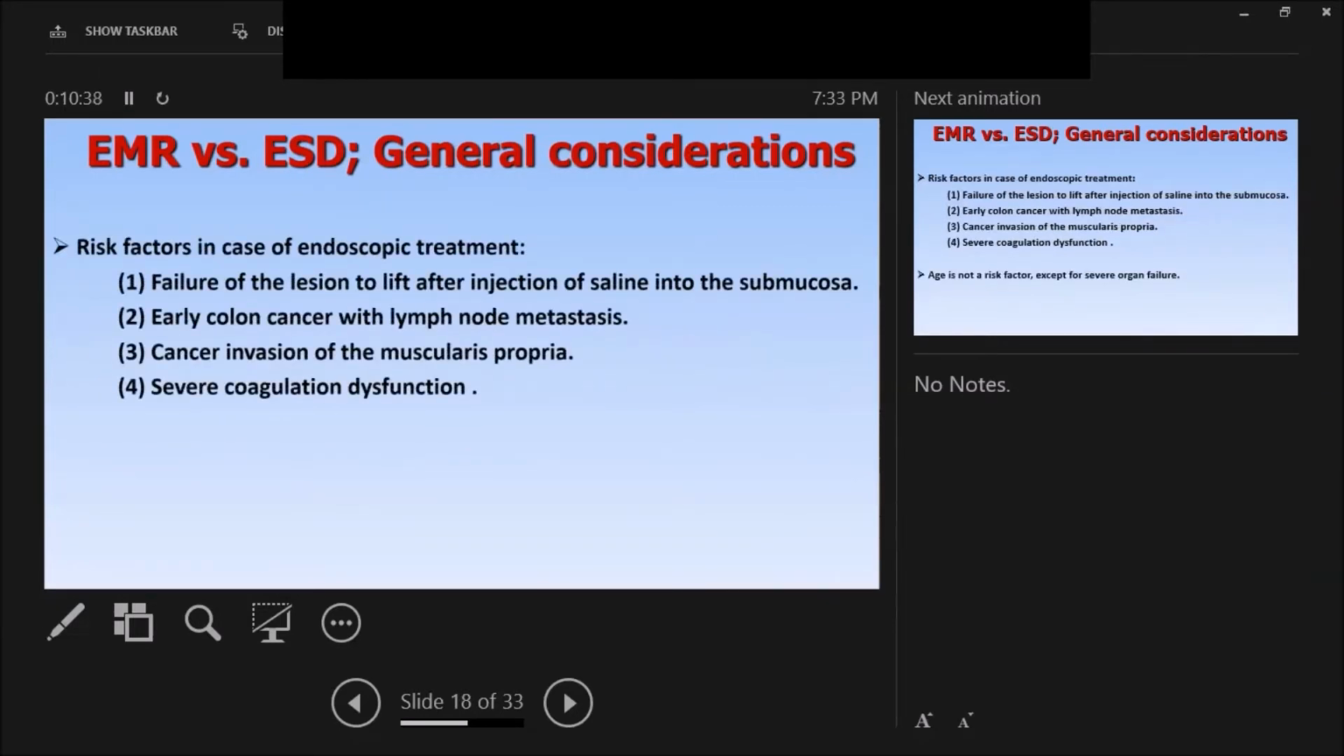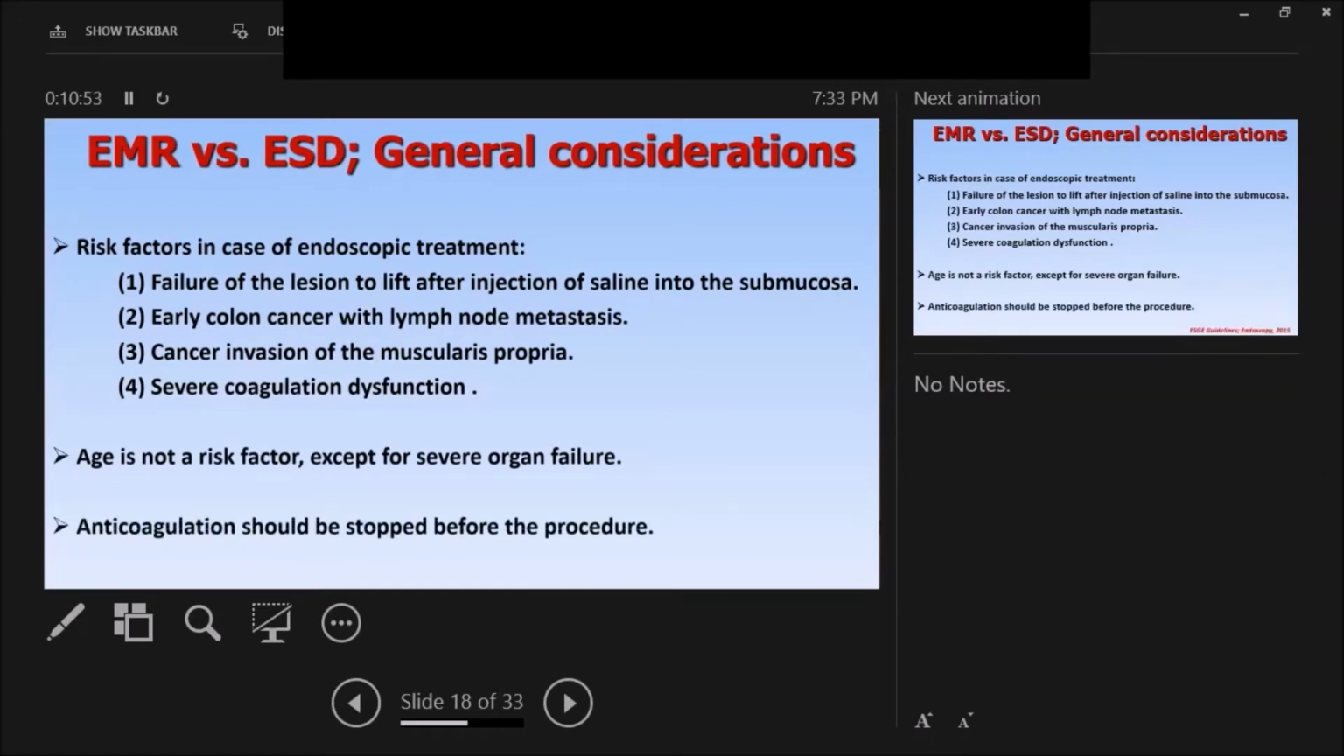Risk factors of endoscopic treatment: failure of the lesion to lift, early colon cancer with lymph node metastasis after histopathological analysis, cancer invasion of the muscularis propria, and severe coagulation dysfunction. Age is not a risk factor. Anticoagulation for sure has to be stopped before the procedure according to its type.